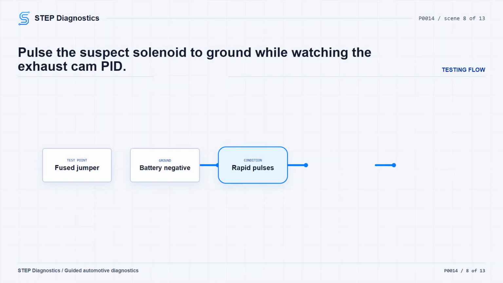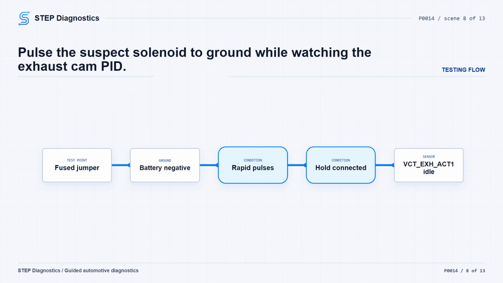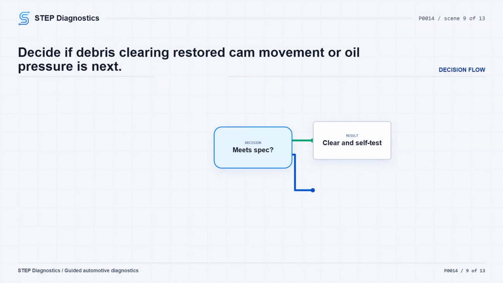Now, try to clear possible debris from the suspect VCT solenoid. Keep monitoring VCT EXH ACT1 DEG. Start the engine and record the PID value at idle. Again, use the 5-amp fused jumper wire setup for the correct component side connector pair. Quickly connect and disconnect the jumper wire to the negative battery terminal at least 20 times within 20 seconds. Then connect the jumper wire to the negative battery terminal and leave it connected. Record the PID value at idle.